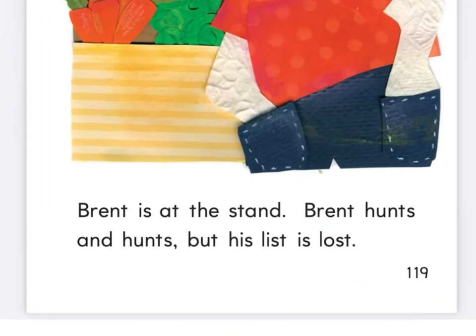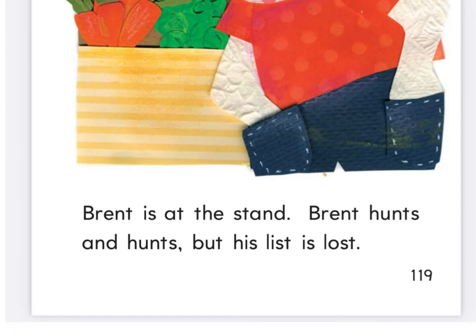All right. Okay. Highlighter ready. What do you see? At, is. At, is. Uh-huh. And but is one of our sight words too. Is, at, the, and but, his, is.